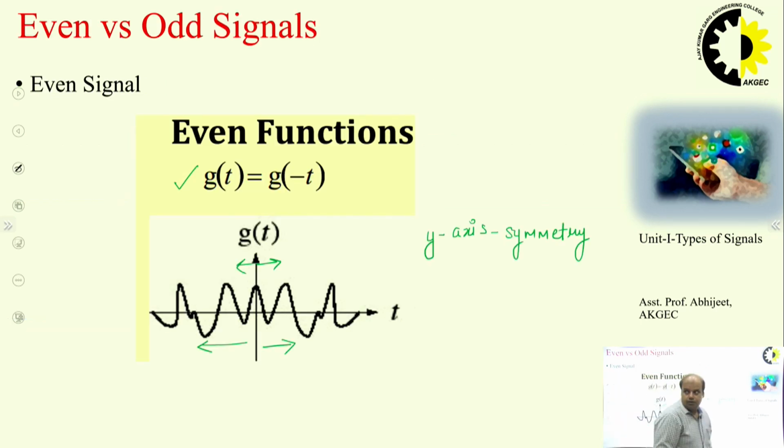Another category in which we divide signals is even and odd functions. An arbitrary g of t is said to be an even signal if g of t is equal to g of minus t. So there is symmetry about the ordinate axis, which means g of minus t is equal to g of t. So about the y axis there is a symmetry.